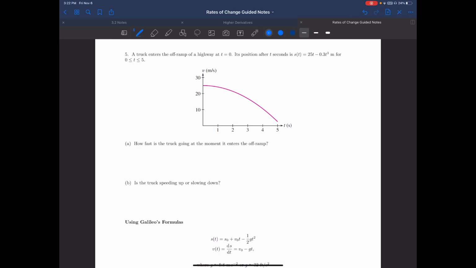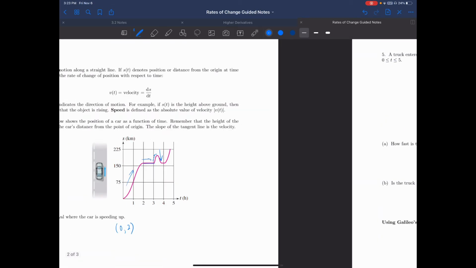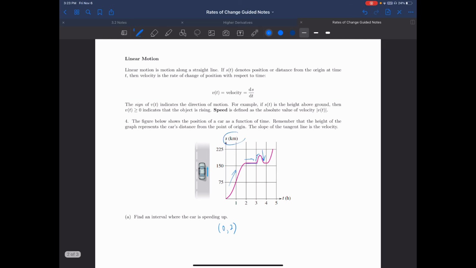So this graph is telling us the velocity. This is not a position graph like the last one. This one is the velocity, meaning that we're no longer looking at the slopes on this graph. We're actually looking at the function values, because it says it's a velocity graph. Just to be clear, if I back up to the other problem, this was an s graph, s of t, or a position graph.